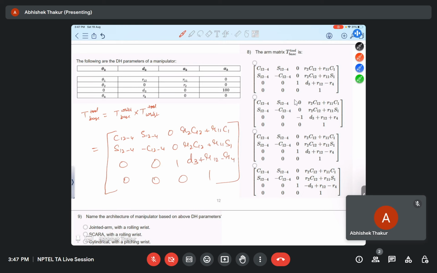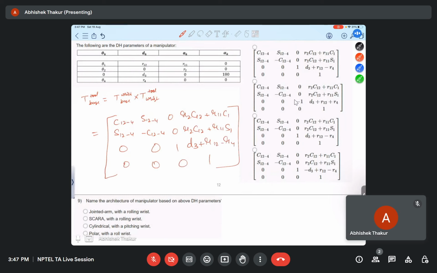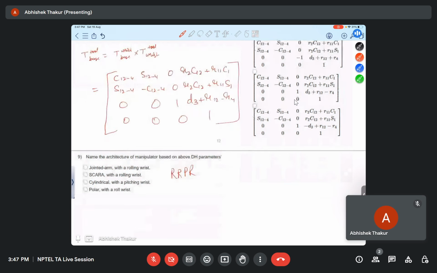And also you can see that in this, this is rotatory, this is rotatory, this is prismatic because D3 is there, and this is rotatory. So the robot is an RRPR structure.